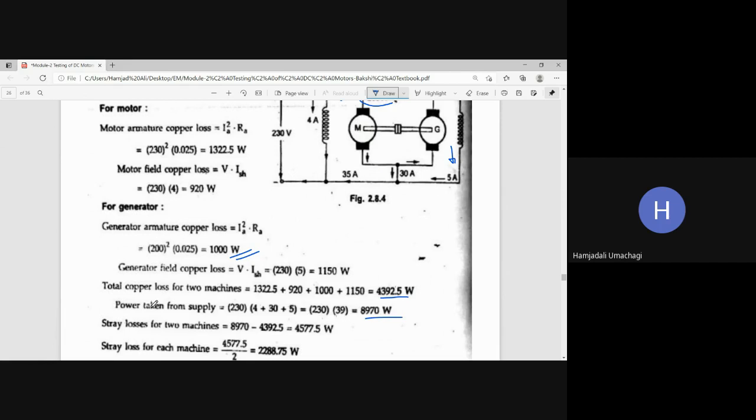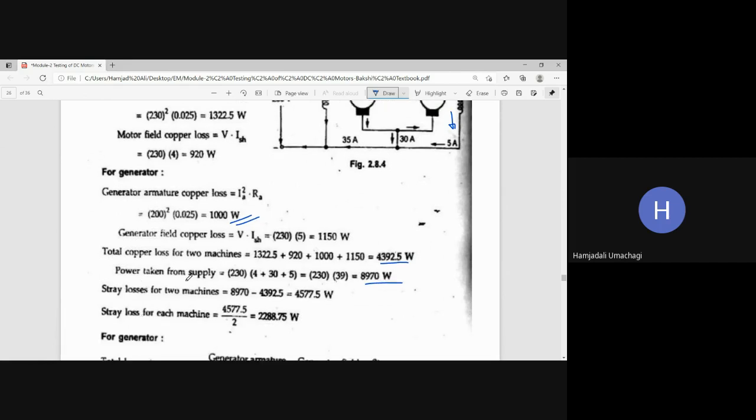So after calculating input supply and total copper loss, let us calculate the stray losses for both the machines first. 8970 is the input minus total copper loss 4392.5. So it will be the stray losses for both the machines. If I make it half, that is the stray loss for each machine, which is nothing but 4577.5 divided by 2, that is 2288.75. This is the stray loss for each of the machines.